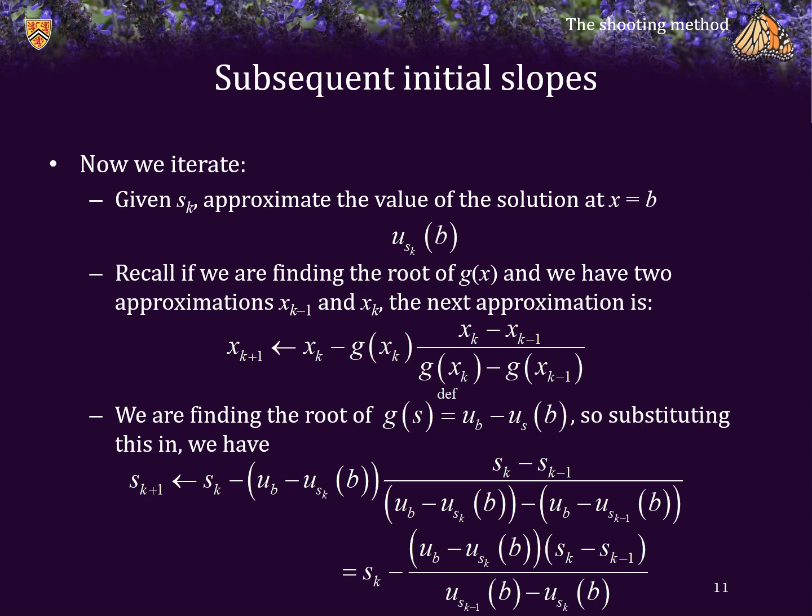Now notice, all we're going to do is calculate two solutions to the initial value problem and evaluate those at b. We'll substitute those into this expression, and that will give us the next slope we should be using. So it looks ugly, and it takes a lot of work to find each of these values, but once we have them, we just substitute in and calculate.